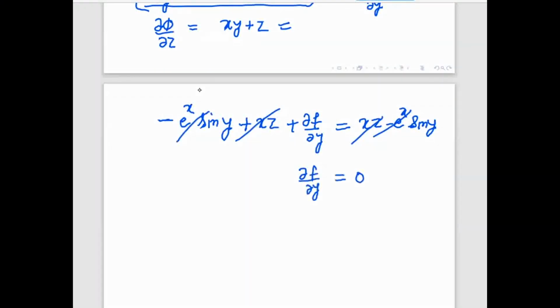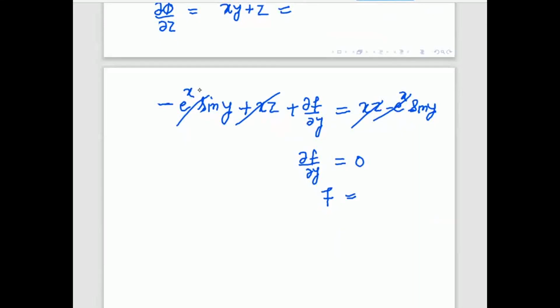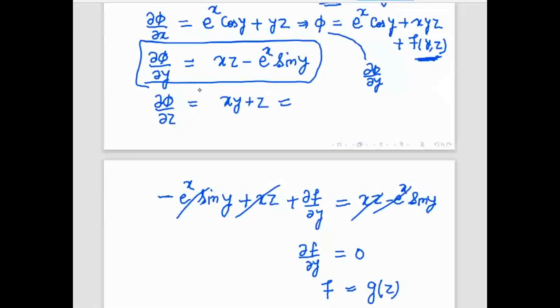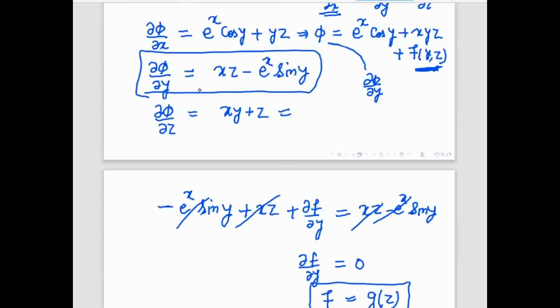So what is the value of f? F is a function of y and z. Del f by del y is equal to 0. Then what is the value of f? It will be some function of z only, not x, because it is a function of y, z only. It is not a function of x. So it will be a function of z only, because if you differentiate this with respect to y, you will get 0. So here I am not writing x, z because it is not a function of x.